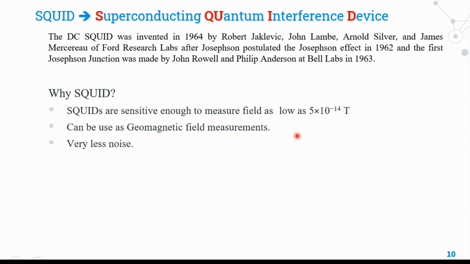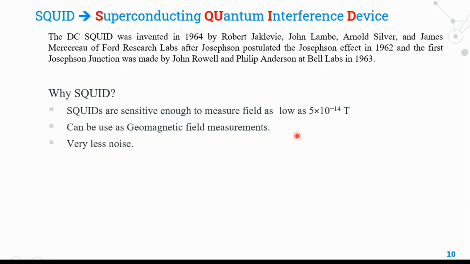So what is actually SQUID? SQUID is the abbreviation for superconducting quantum interference device. Let me talk about some brief history of this SQUID. In 1962, Josephson theoretically proposed that there should be Josephson tunneling. And in 1963, John Rowell and Philip Anderson successfully made this Josephson junction. And in the next year, 1964, the SQUID was invented by Robert Jaklevic.